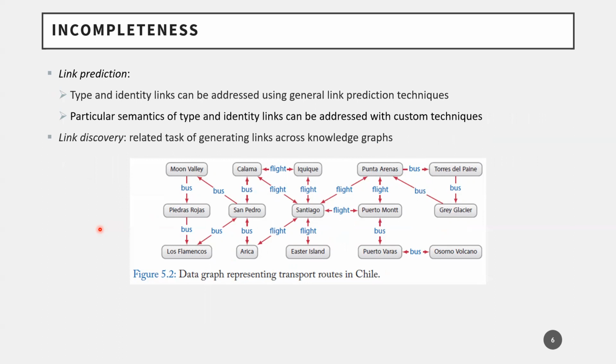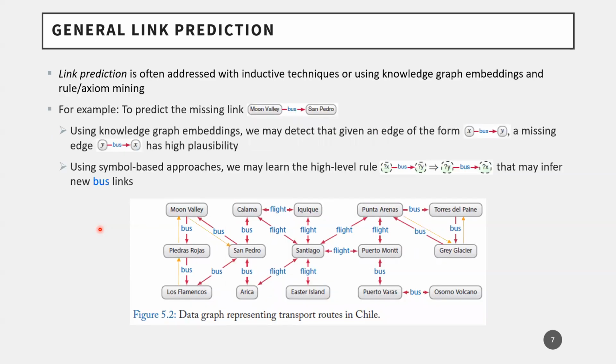We have another task called link discovery. It relates to generating links across knowledge graphs, and is quite similar to link prediction, because to discover links we should base on the link prediction results, right? Link prediction is often addressed with inductive techniques, using knowledge graph embeddings and rule mining.